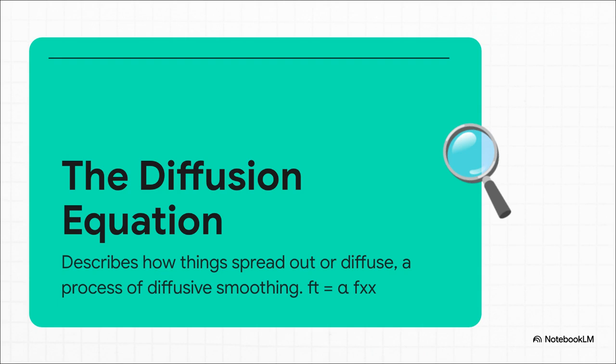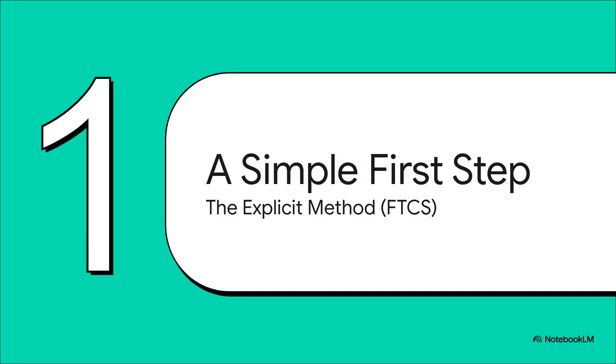So, the problem we're trying to solve is all governed by this elegant little rule you see here, the diffusion equation. You can think of it as the universe's instruction manual for how stuff spreads out. We're talking heat in a pan, smoke in the air, you name it. This equation is what describes that smoothing, spreading process. Our whole job is to teach a computer to follow these instructions, one tiny step at a time. Okay, so where do you even begin?